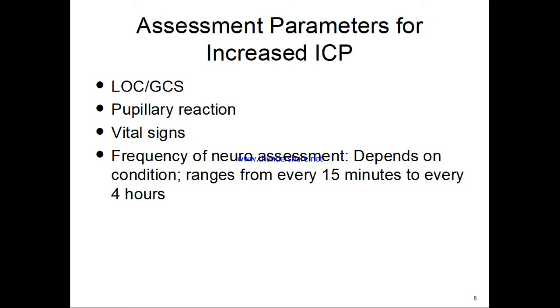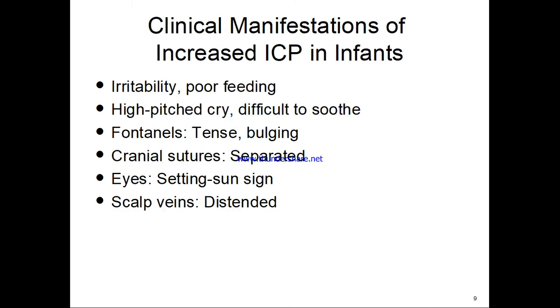Our assessment parameters for increased intracranial pressure are going to involve our level of consciousness, our Glasgow Coma score, pupil reaction, vital signs, and we should be doing a neuro assessment depending on the condition, anywhere from every 15 minutes to every 4 hours for all of our patients. In a stable patient without neuro issues, every 4 hours is adequate for an inpatient child. For a child who's in neuro ICU with a brain injury, it's definitely going to be every 15.